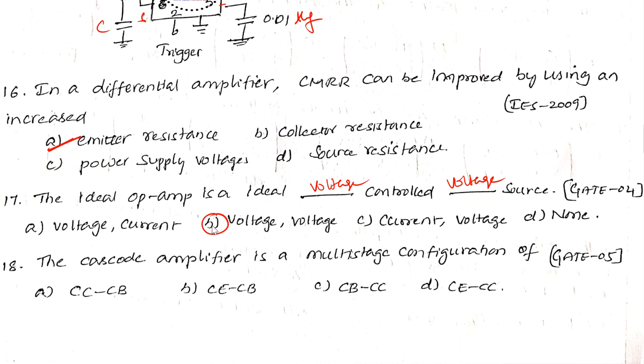Okay, next one. This is also an important question asked in so many competitive exams. The cascade amplifier is a multi-stage configuration of. So cascade amplifier is a multi-stage configuration of CE-CB configuration. So CE-CB configuration here.